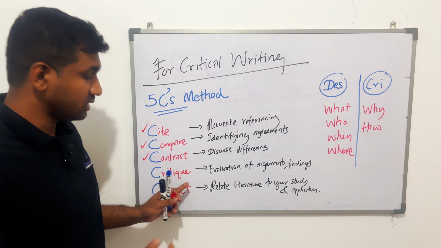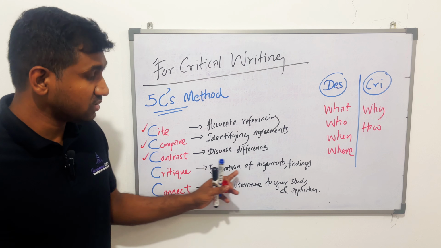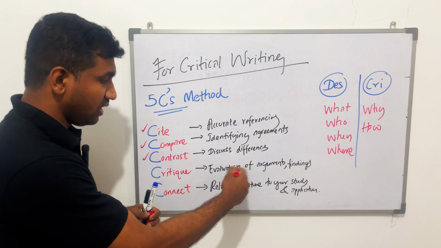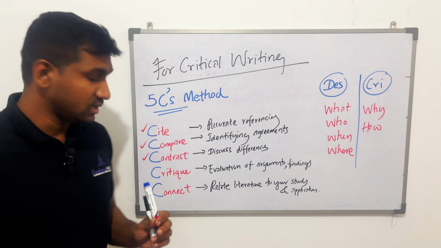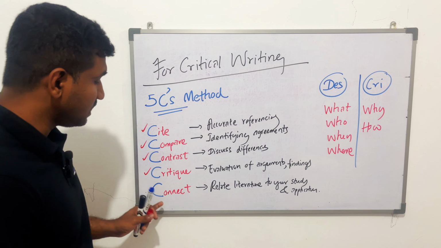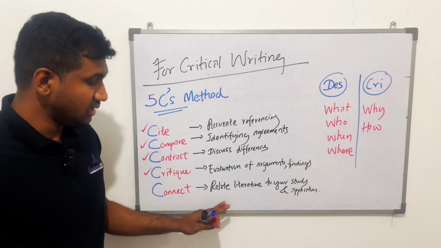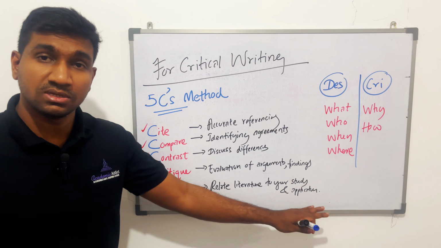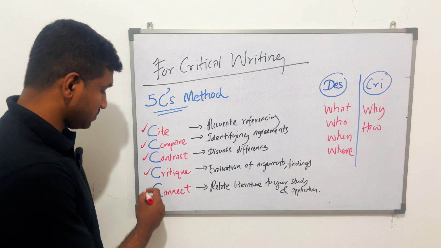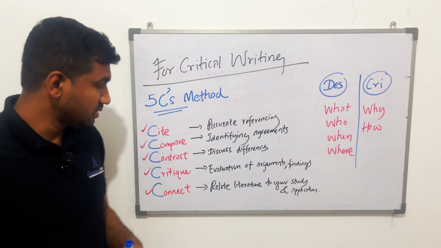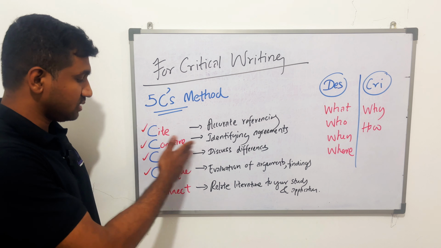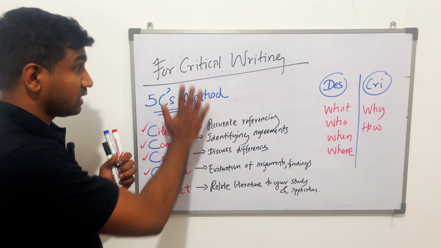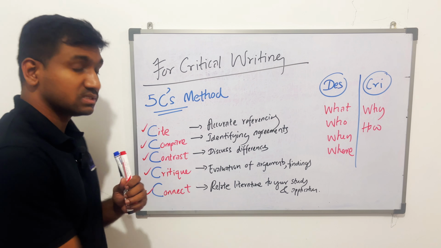And then you need to critically evaluate. Evaluation of argument findings. You are evaluating, just like I explained before. You are critically writing. And the last part is connect. You are relating your literature to your study as well as your application. So very simple method. Always remember 5Cs: cite, compare, contrast, critic, and connect. This is for critical writing only. This is not descriptive writing.